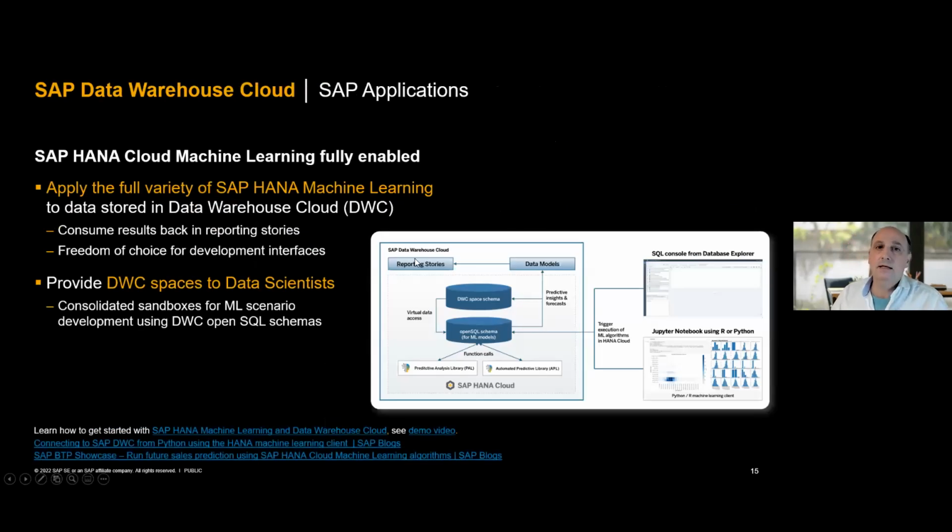SAP applications providing access to our native machine learning capabilities. Certainly SAP Data Warehouse Cloud at the forefront as it's running on SAP HANA Cloud. The full suite of machine learning functions is available, like the Automated Predictive Library, the Predictive Analysis Library. So both native libraries are available. You can make use of them in the open SQL schemas, implement the scenario, provide the results via views, etc., back to the actual DWC schema.